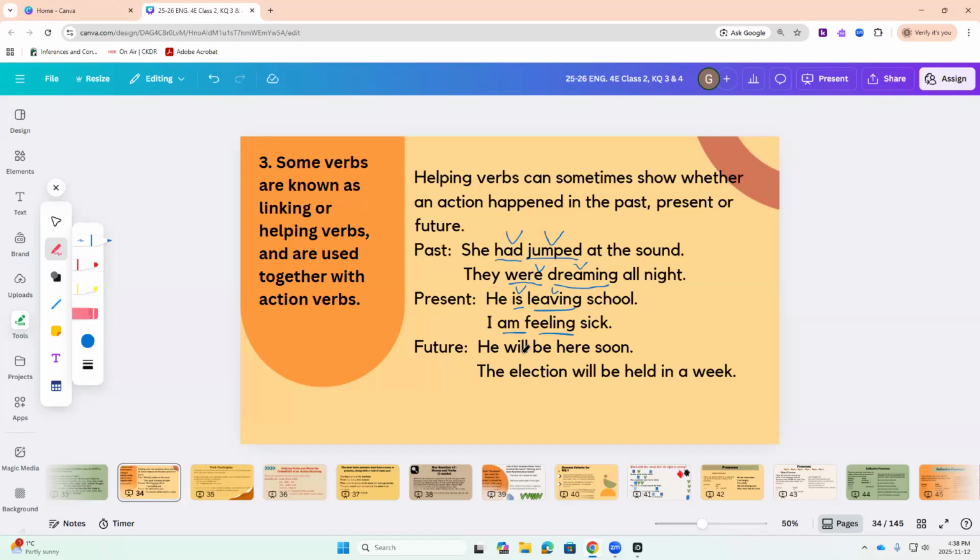He will be here soon. Now, "here" is not a verb. Don't underline it, right? The election will be held. "Held" is a verb. That will work here. "Here" is a location-y word, right? "Held" is an actual action.